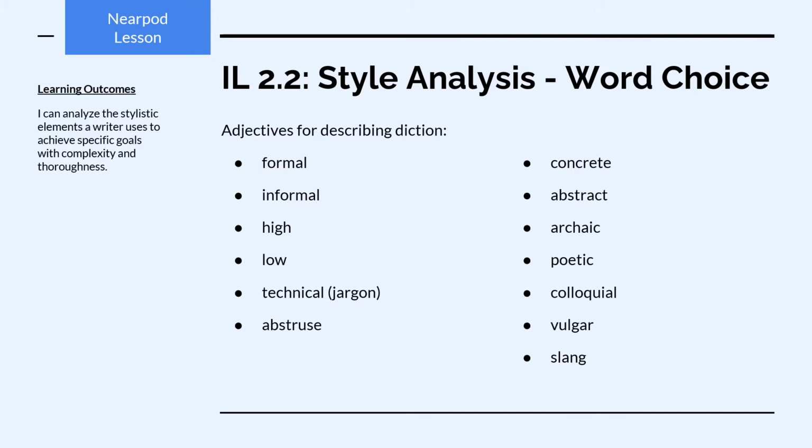Concrete diction versus abstract diction, archaic diction, poetic diction, colloquial diction, which would be like regional sayings, like y'all, that's a colloquialism. Vulgar diction or slang, those are all different adjectives that you can use to describe the diction that you see. And you never, ever in a rhetorical analysis or any other analysis want to just talk about the writer's diction in general. You have to say what kind of diction it is. Otherwise, you're just saying the writer's use of words, which doesn't mean anything.